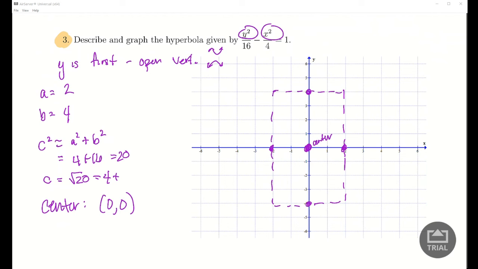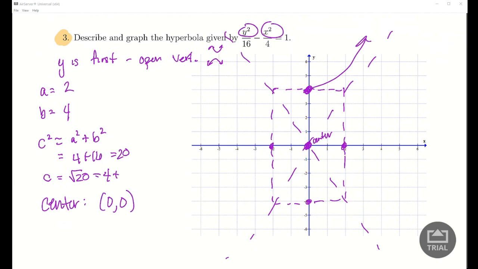Then you are going to draw your asymptotes. So draw these diagonals through the corners of your box, through the whole picture, because this is what gives you your framing. Then, as I said, this one opens vertically, so we're going to fit our hyperbola up here and down here. And then we want to put the foci on there, so 4 and some. Those are our vertices. So there is your second graphed hyperbola.